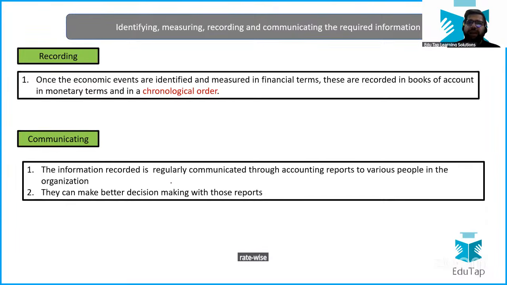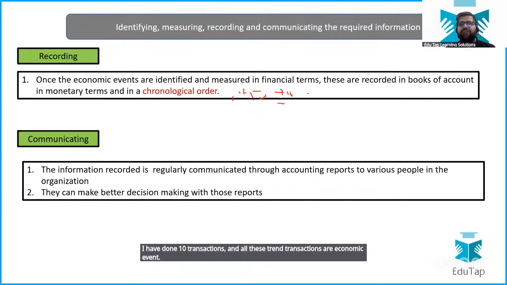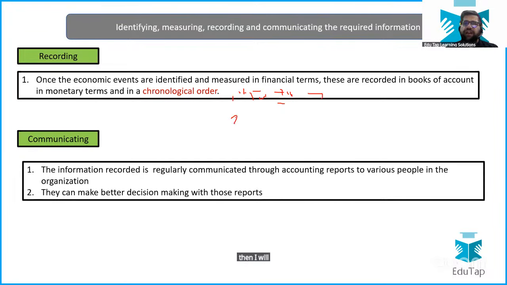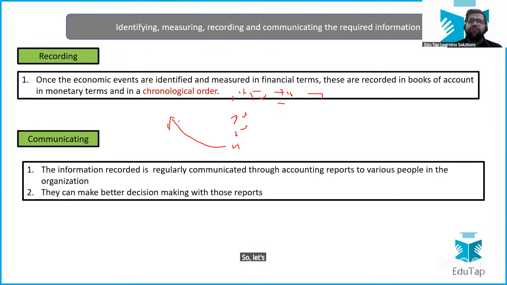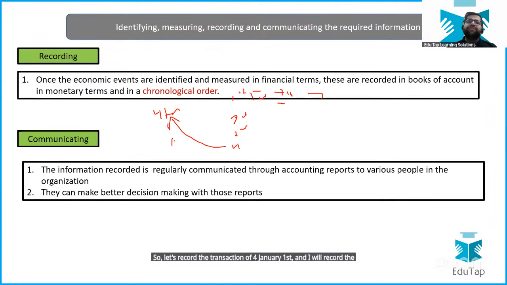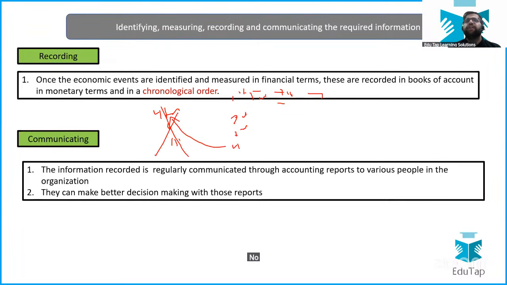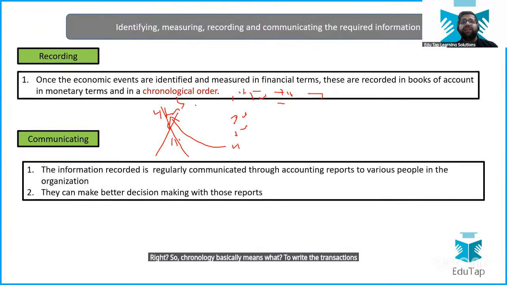Date wise. For example, let's say that on 1st of January, I have done 10 transactions and all these 10 transactions are economic events. I will record them first. Then I will record the transactions of 2nd January. Then the transactions of 3rd January. Then 4th, then 5th, and then throughout the month. I cannot do it like, sir, today I think the transactions of the 4th should be recorded, so let's record the transactions of 4th January first, and I will record the transactions of 1st January later. No, this is not allowed. You have to follow the proper chronology, right? So chronology basically means to write the transactions date wise, right?